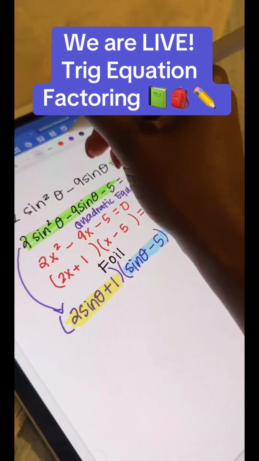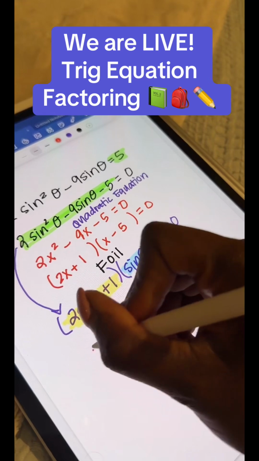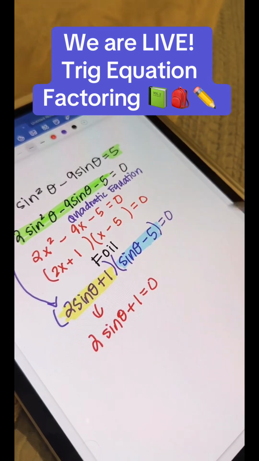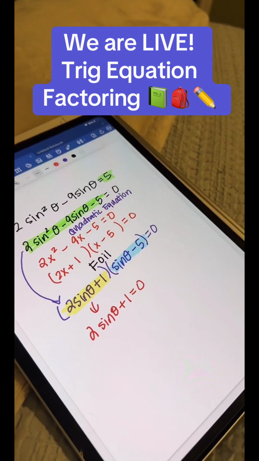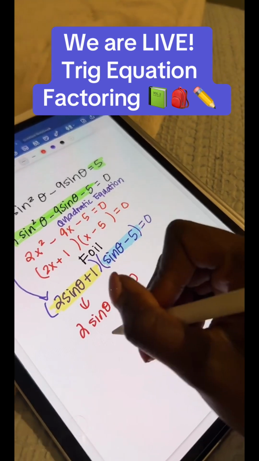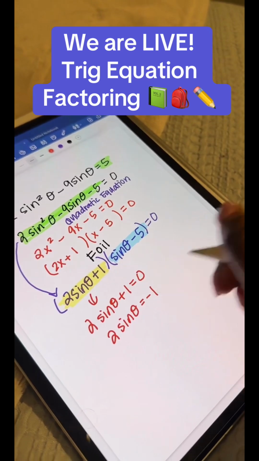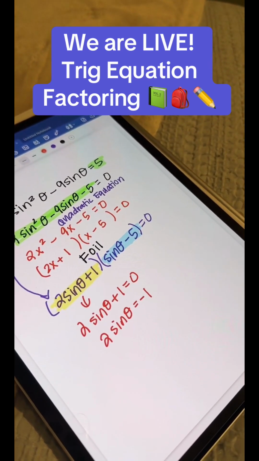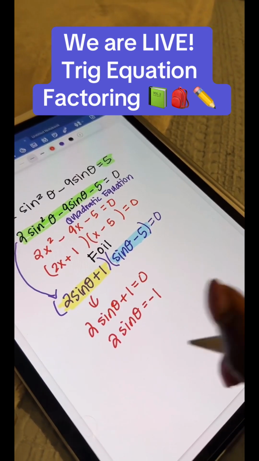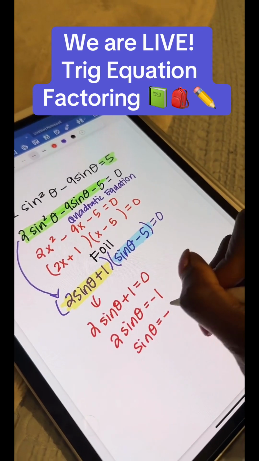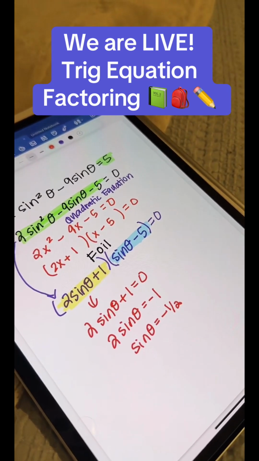So we have 2 sine of theta plus 1 equal to 0. If you solve this, you would get rid of adding 1 by subtracting 1. So you would have 2 sine of theta is equal to negative 1. You would also get rid of multiplying by 2 by dividing by 2. So you're going to get sine of theta is equal to negative 1/2.